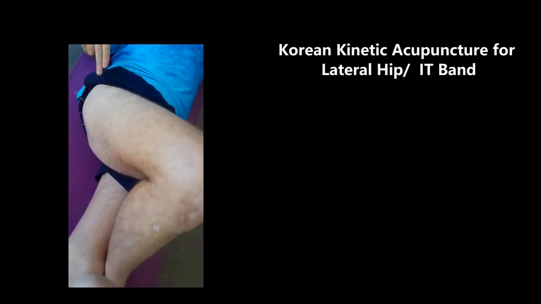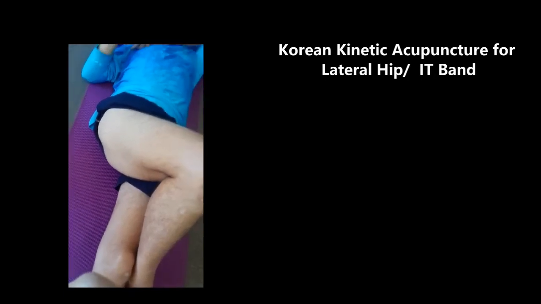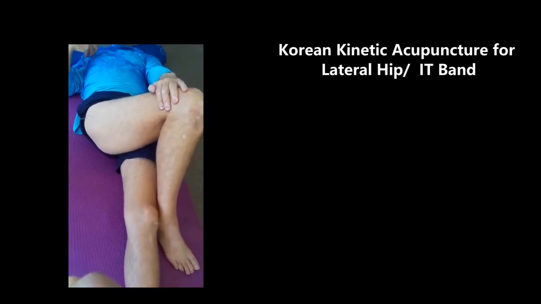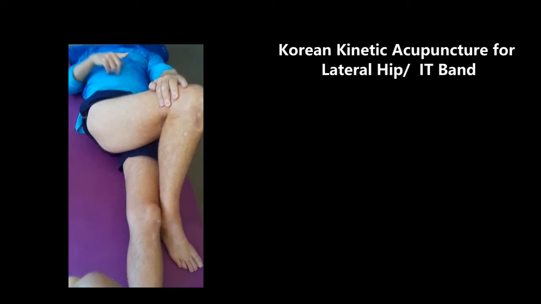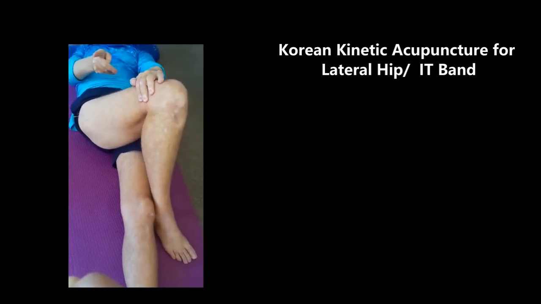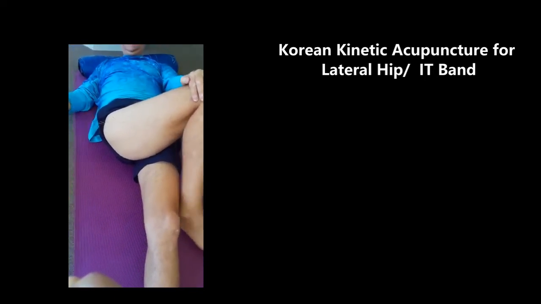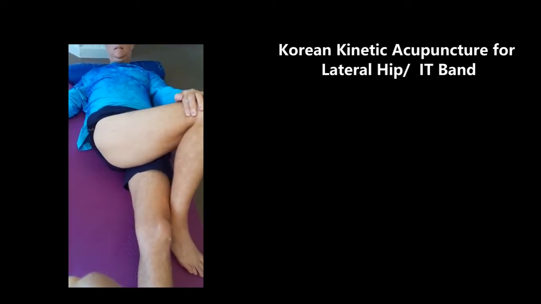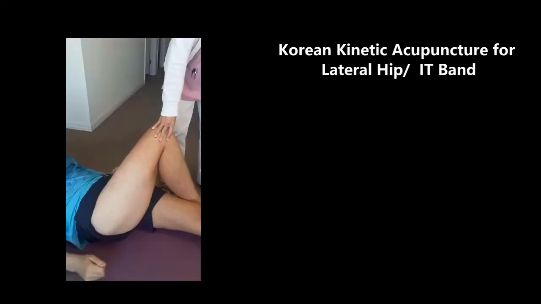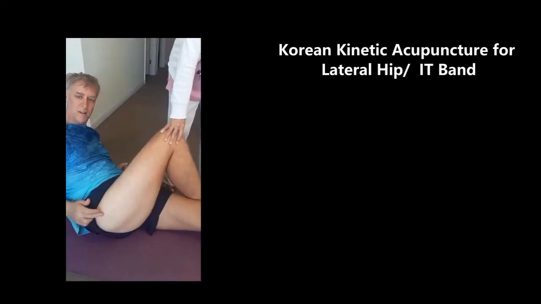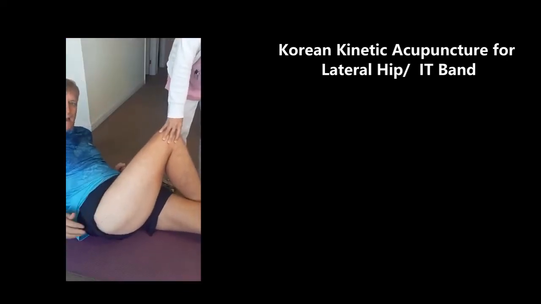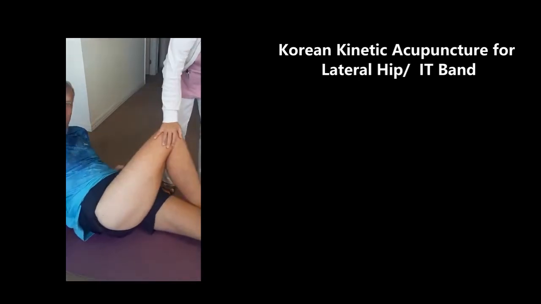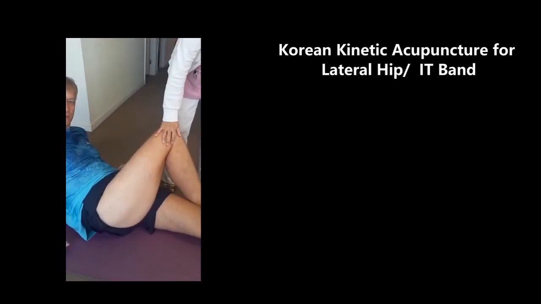Okay, I'll get a picture of the position here, crossing over, and then you push 1, 2, 3, 4, relax, and then push 3, 4, relax, push. So all the needles have been put in place here. My IT band and my hip are stretched because I've crossed my leg over. Now we're going to do the isometric stretch.